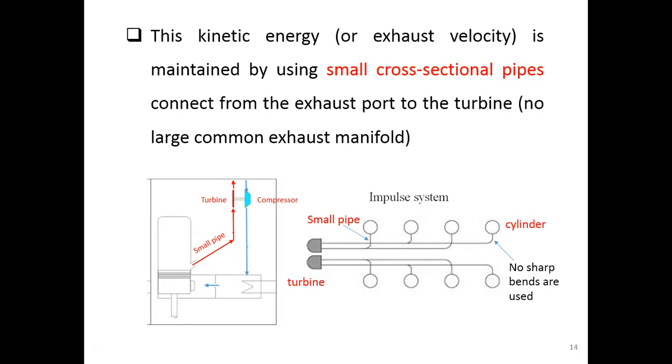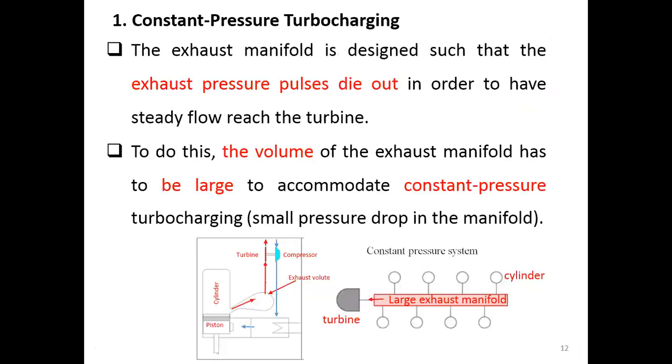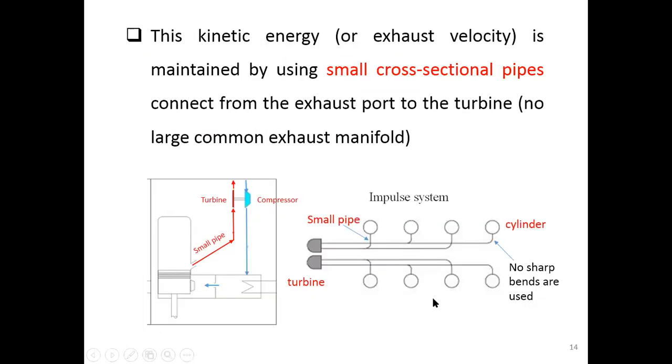Because we use a small pipe, down here is the same. And that is the reason why we have to use more pipes in this case, instead of having just one common pipe in here, one common pipe in here. So the kinetic energy of the exhaust will be kept constant before flowing into the turbine here.